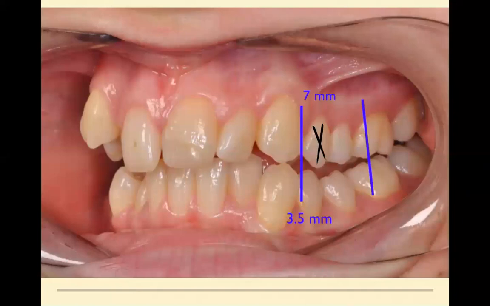I want this molar to move forward. So I want half of the space to be closed by the anterior teeth and half of it by the posterior teeth, which is fine. Then I don't have to reinforce my anchorage. This is how you think when you decide to reinforce your anchorage or not.